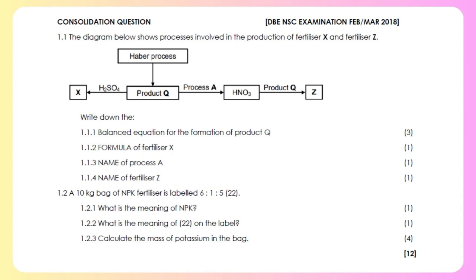1.2 A 10 kilogram bag of NPK fertilizer is labeled 6:1:5 (22). 1.2.1 What is the meaning of NPK? 1.2.2 What is the meaning of 22 on the label? 1.2.3 Calculate the mass of potassium in the bag.